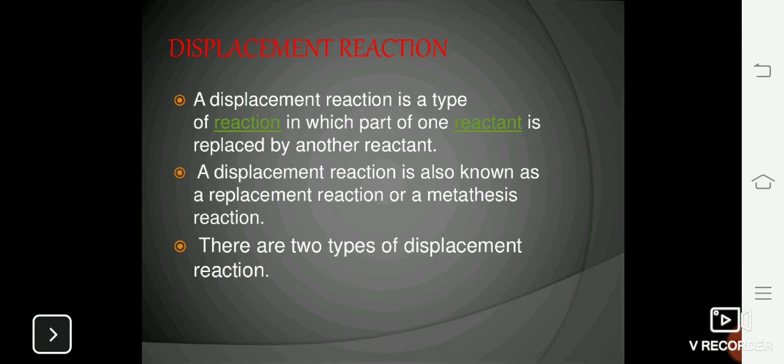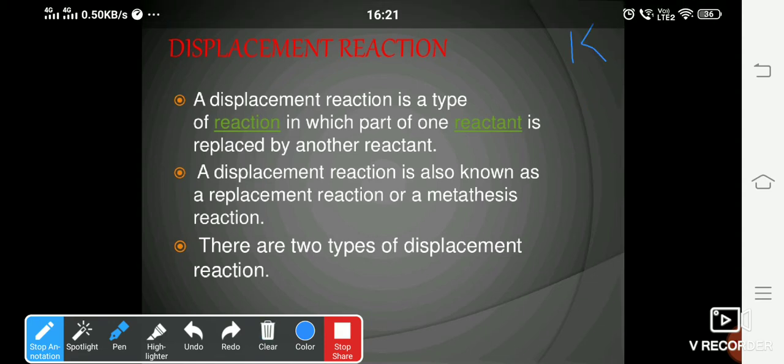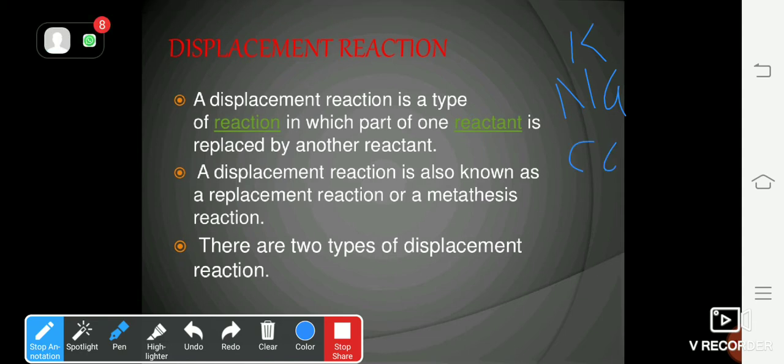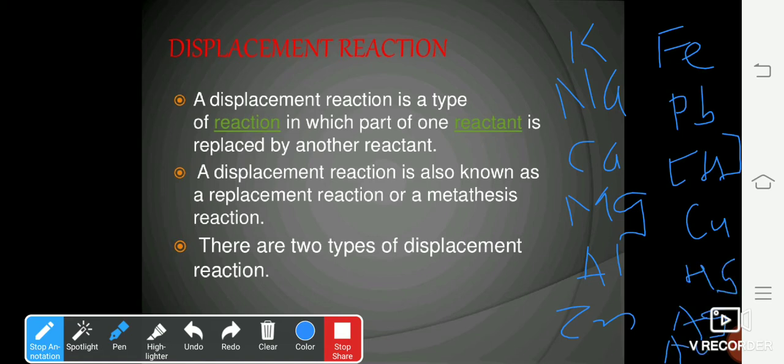The elements in the reactivity series are potassium, sodium, calcium, magnesium, aluminium, zinc, iron, lead, hydrogen, copper, mercury, silver, and at the end gold.